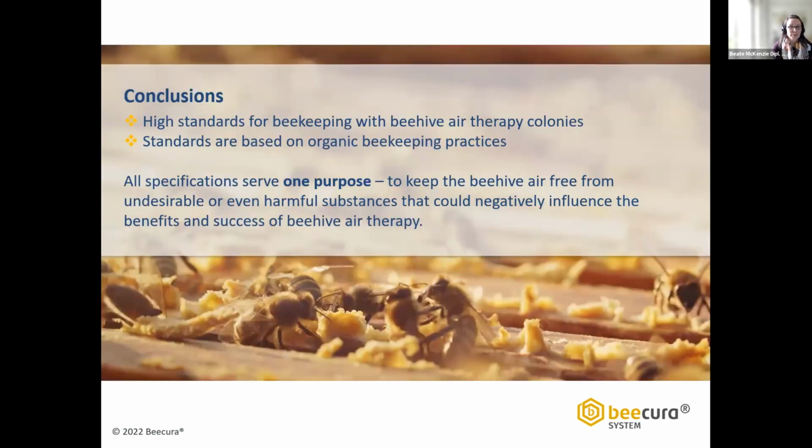To conclude this particular section, it's really important to have the highest standard for beekeeping when you do beekeeping for beehive air therapy or use the colonies for therapy. The standards need to be based at least on organic beekeeping, so all the materials need to be natural. And this is for one purpose only: to make sure that the person or the animal, as we learned earlier, don't get any harmful substances that could negatively influence the benefits they are trying to get from this beehive air.